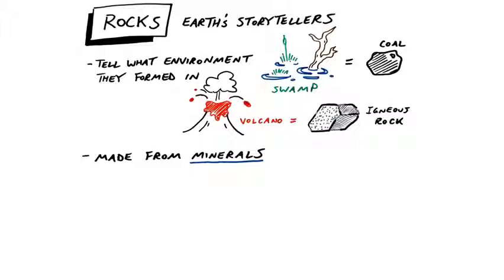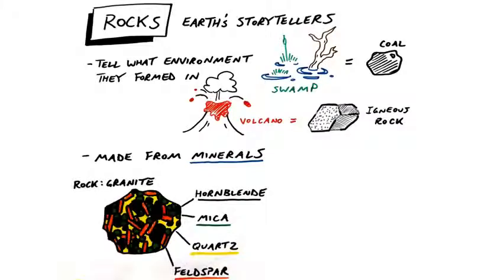Rocks are made from minerals. They're made from lots of different minerals. Some of them can have just one or two different minerals in them. Others can have multiple minerals. Here's an example of granite. In this case, this granite right here is made up of the minerals hornblende, mica, quartz, and feldspar. So rocks are made of minerals just as minerals are made of elements. And that's kind of how this all comes together.